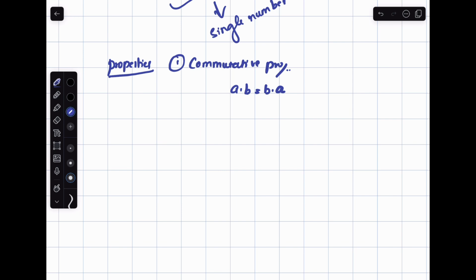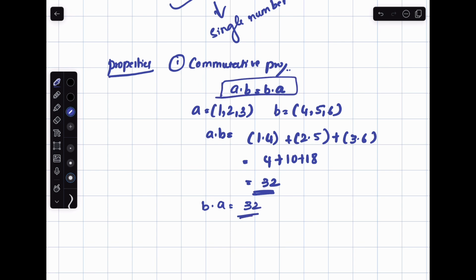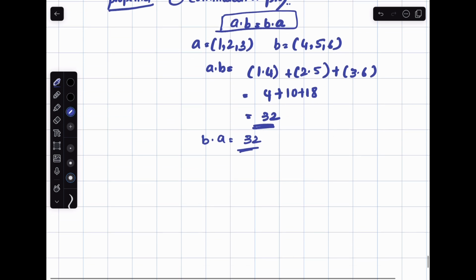Let me take one example. If a = (1, 2, 3) and b = (4, 5, 6), what is a · b? a · b = 1×4 + 2×5 + 3×6. It is direct multiplication of the first number of the first vector with the first number of the second vector, the second with the second, and so on. If I do that, I'll get 32, and if I do b · a similarly, I'll get 32. So a · b = b · a.